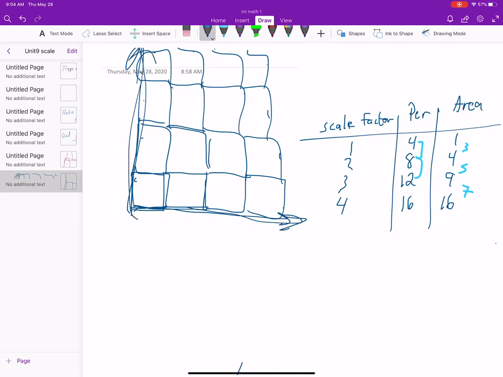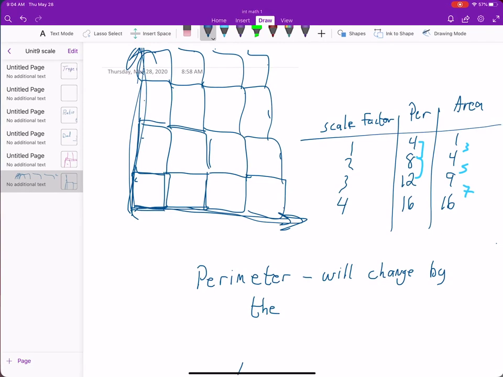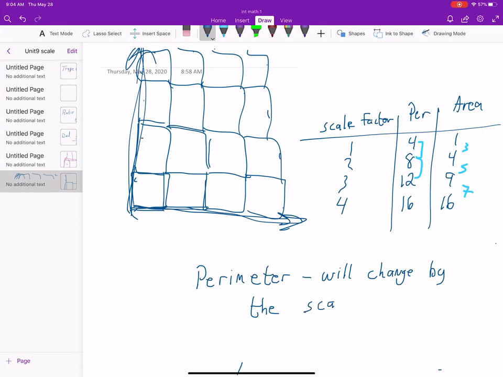All right. So what does that all mean? Well, what it means is when you have a measurement like perimeter, the perimeter of a shape will change by the scale factor. And that's it. Nothing else, just whatever the scale factor is, that's what the perimeter is going to be.